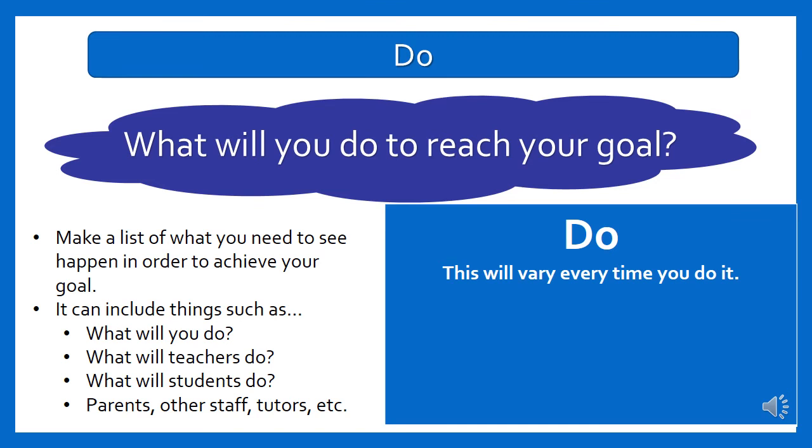The next part of our PDSA cycle is the do. How are you going to reach your goals? What are you going to do with your students in order to make this happen? This is where you're going to make a list of the things that will go on during the learning, during the instruction. It might include things like what will you do as the teacher? What will the students do individually and together? And then I love it when teachers include things that parents might do or other staff or tutors and broaden that scope out a little bit. But this is a great way to talk about what are the major things that you're going to do together as a class in order to reach your goal.